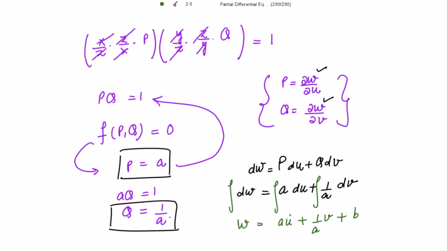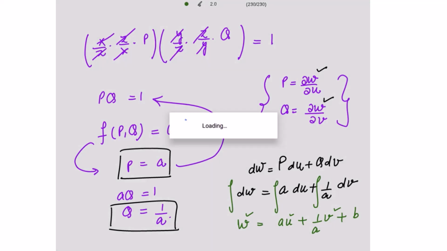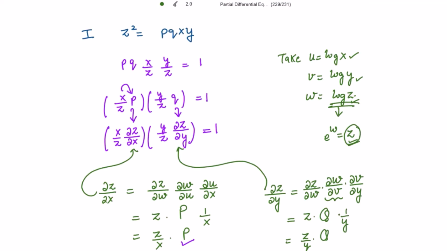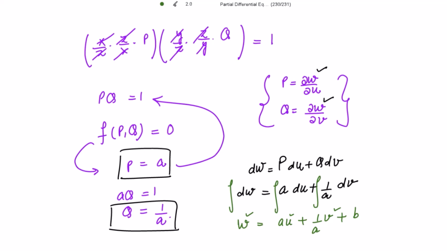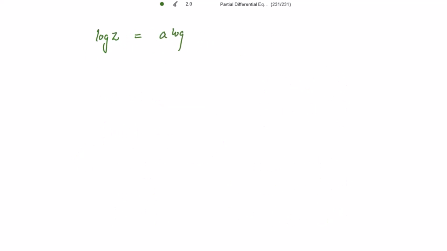And now putting all the values of u, v, w back. So what is w? We have w to be log z. So writing here log of z equals a into u, a into log of u is log of x, then plus 1 by a into v, that is log of y, plus the constant b. So we are getting z to be equal to x power a multiplied with y power 1 divided by a.